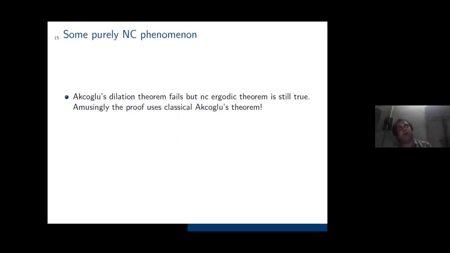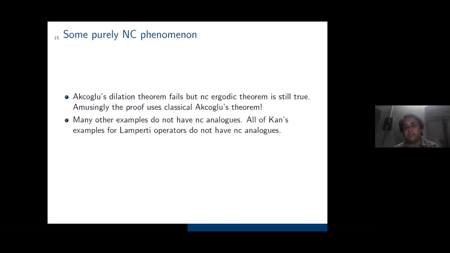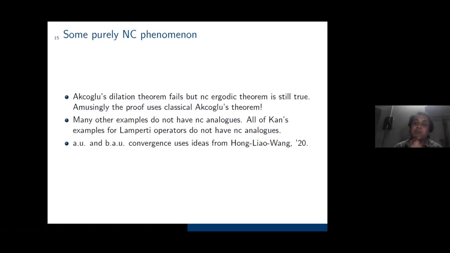Actually, this absence of Akcoglu's dilation theorem is a major obstacle, but we can produce this kind of result. Also, there are many results on Lamperti operators. Like if you have a positive operator with positive inverse, then it automatically becomes Lamperti. We cannot prove those kinds of results; in our case those are not true even in the completely positive setting. Also this convergence, you can do something almost following the Hong, Liao and Wang idea. Yeah, so that's all.